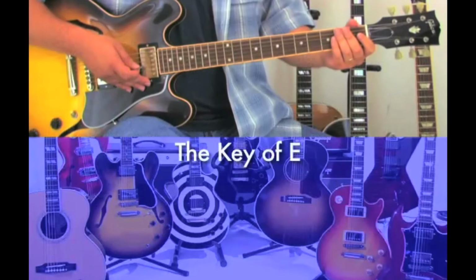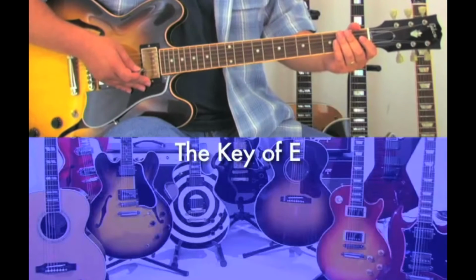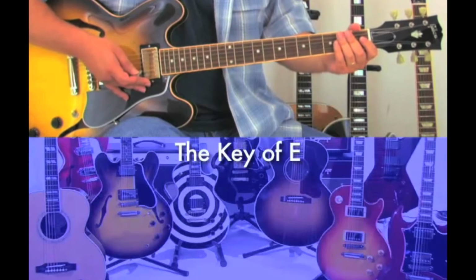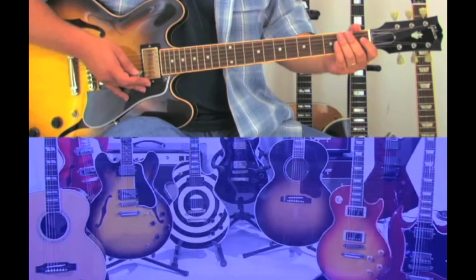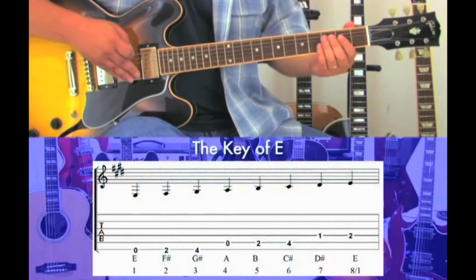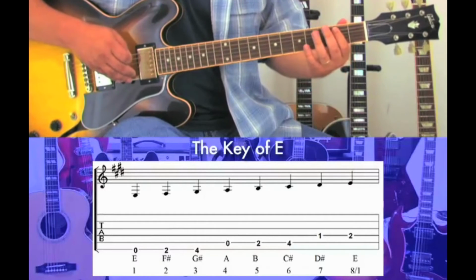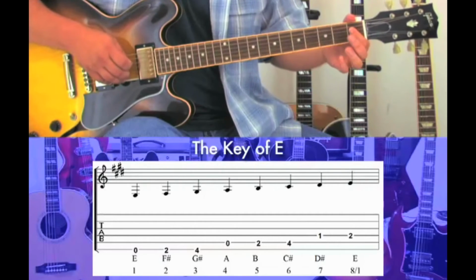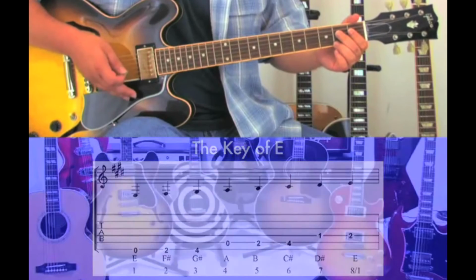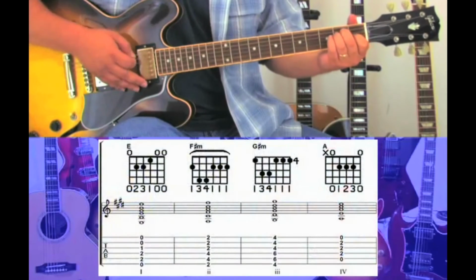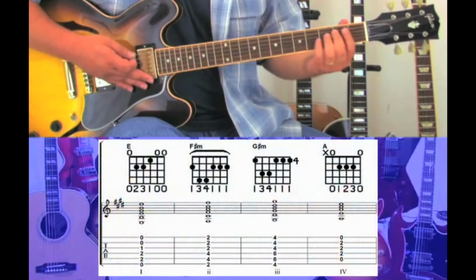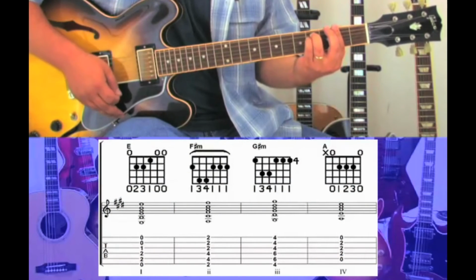The key of E is a very popular musical key, especially for guitar players. It uses 4 sharp notes, and the scale is E, F sharp, G sharp, A, B, C sharp, D sharp, E. The 1 chord is E, the 2 chord is F sharp minor.